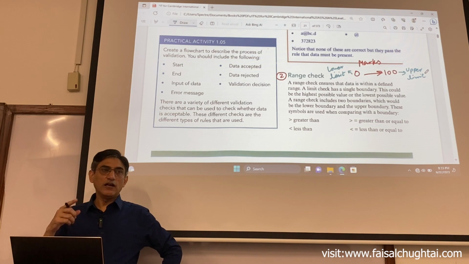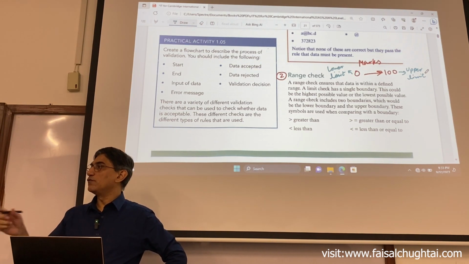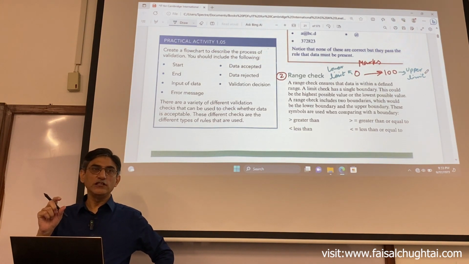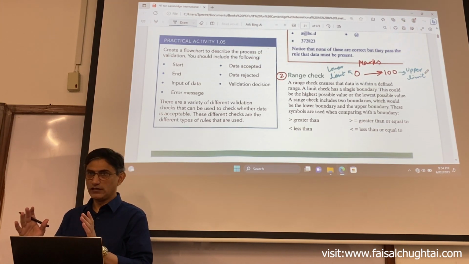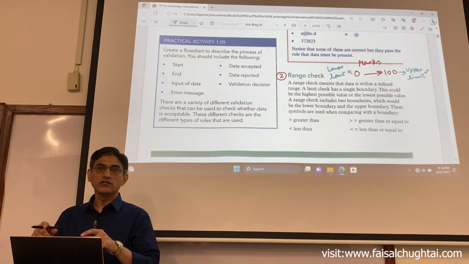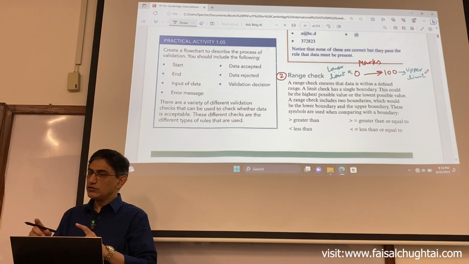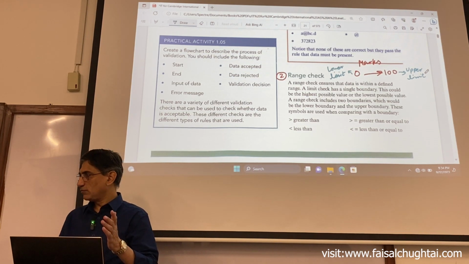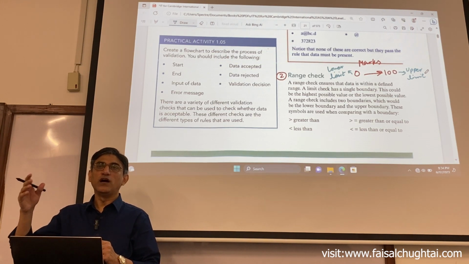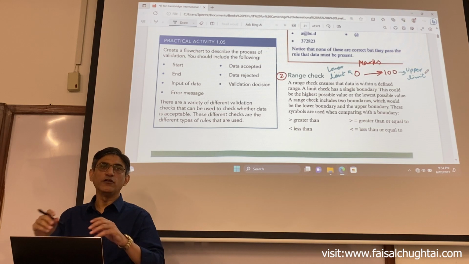The lower and the upper limits in a range are inclusive of the range. Inclusive of the range means that 0 and 100 are included in acceptable values, and all the numbers within it. But any value that is outside it, such as a -1, would not be acceptable. Such as a mark of 101 is not acceptable. Maximum 100, minimum 0, and all the values in between.